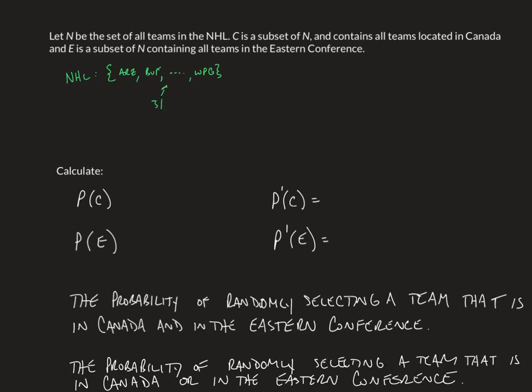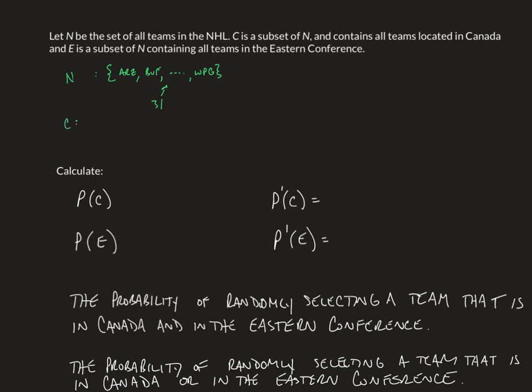So however you want to organize this, that's your set N, right? And we don't need this to be described as NHL. We could just call it N. So that's the set N. There are 31 elements in N. C is a subset of N. I'm going to put C here.